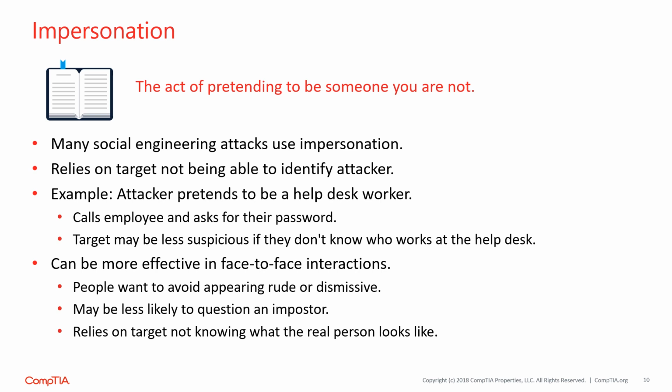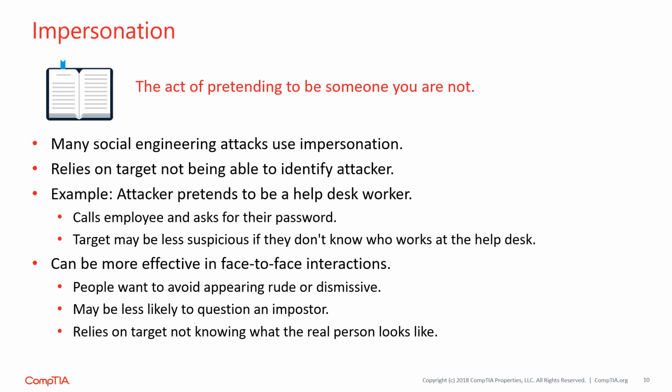Impersonation often relies on situations where a target cannot sufficiently establish the attacker's identity. For example, an attacker pretends to be a help desk worker and calls an employee asking for their password so that they can reset an account database. If the target isn't familiar with the help desk employees or the phone number that they use, then they may not be suspicious of the request.